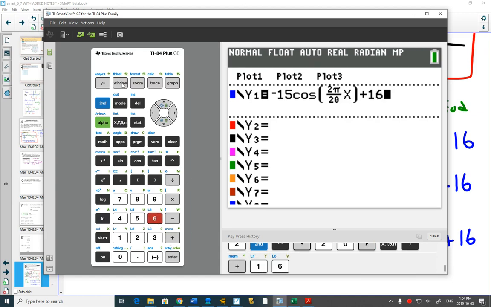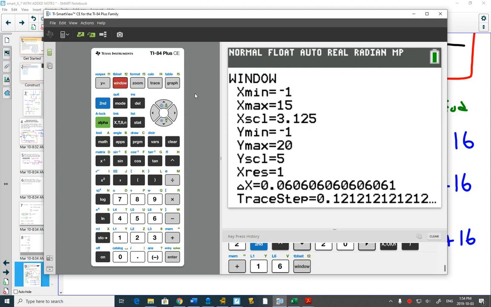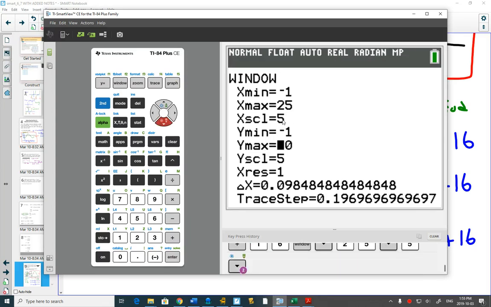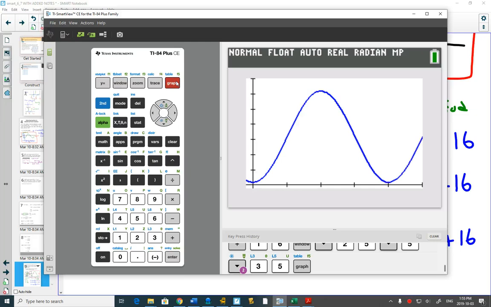And after typing it in, I'm going to go to my window and say for my x, I need to go up to 20, so maybe I'll go just a little bit further. My scale, I'll go by 5s. Maximum was at 31, so I'll go a little bit higher there. And hit graph to get our equation.